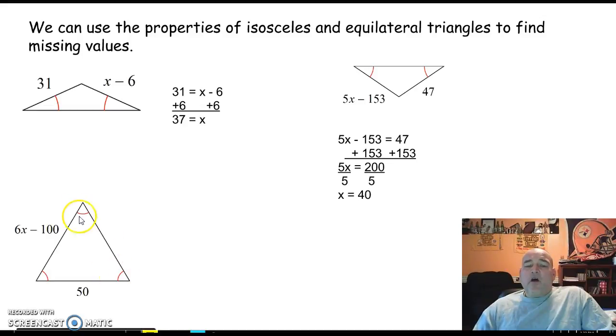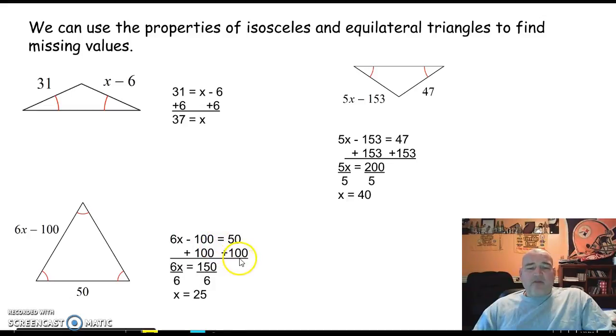Here, notice that all three of the angles are equal. That makes this an equiangular, also an equilateral triangle. Therefore, 6x minus 100 equals 50. Add the 100 to both sides. 6x equals 150. And thus, x equals 25. And that is lesson 4-1.